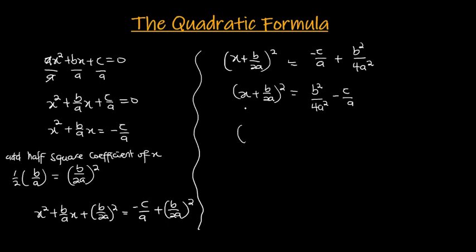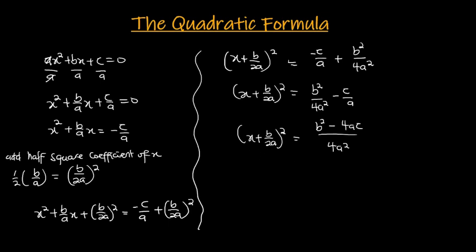Alright, so I maintain this side, x plus b on 2a all squared is equal to, the LCM between this and this will be 4a squared. So I have 4a squared over here as my LCM. So 4a squared will go into 4a squared one time. 1 times b squared will give me b squared. Then minus, 4a squared will go into a 4a times. So 4a multiplied by c will give me 4ac.